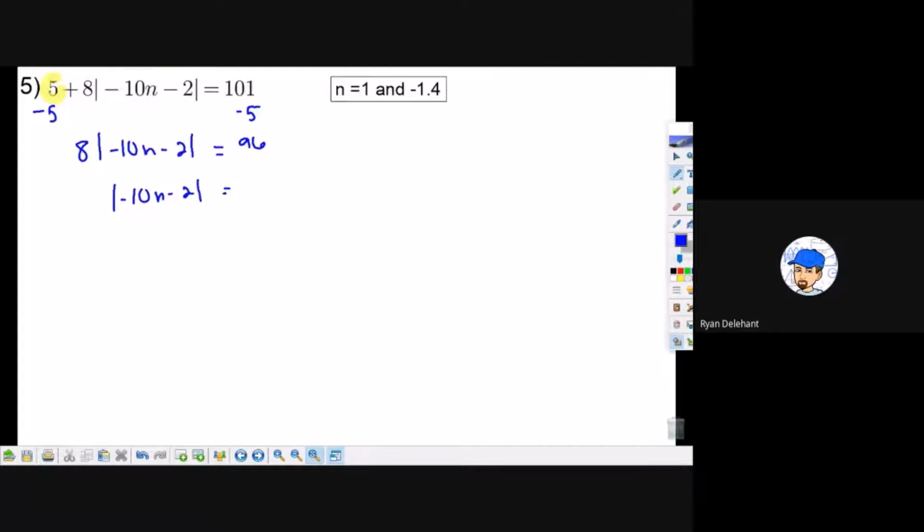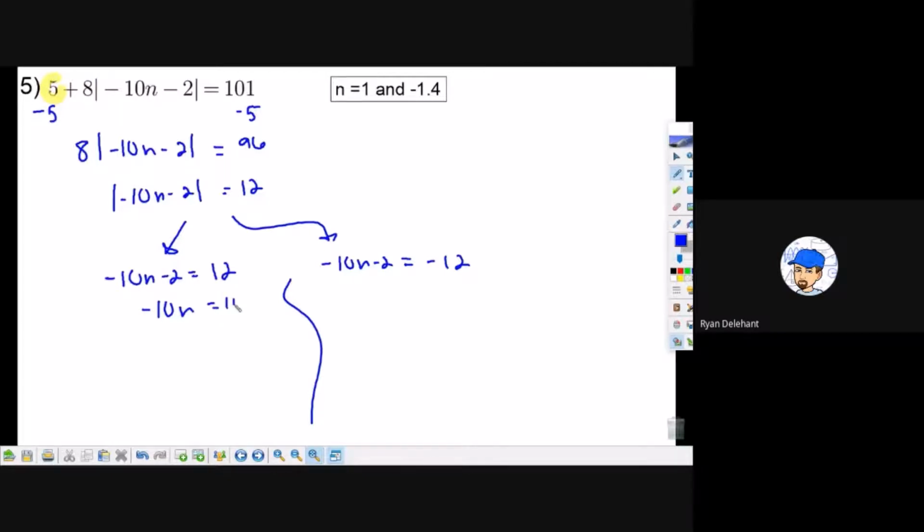And what is 96 divided by 8? Let me double check just so I don't mess it up first thing in the morning. That gives us 12. And then here's our two equations to solve. Negative 10n minus 2 can give me 12, and negative 10n minus 2 can give me negative 12. So solve them separately.